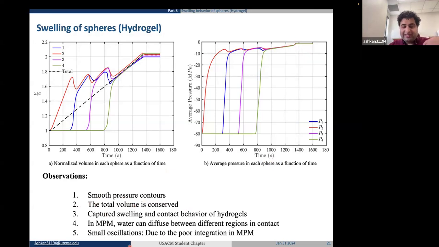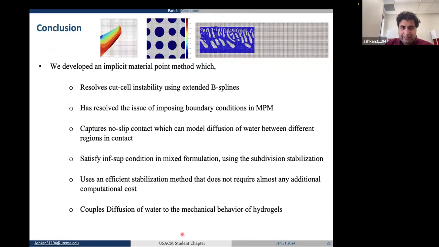The total volume is conserved. We captured swelling and contact behavior of hydrogels. And the most important observation in this example was that water can diffuse between different regions in contact. And again, those small oscillations are from poor integration in MPM.